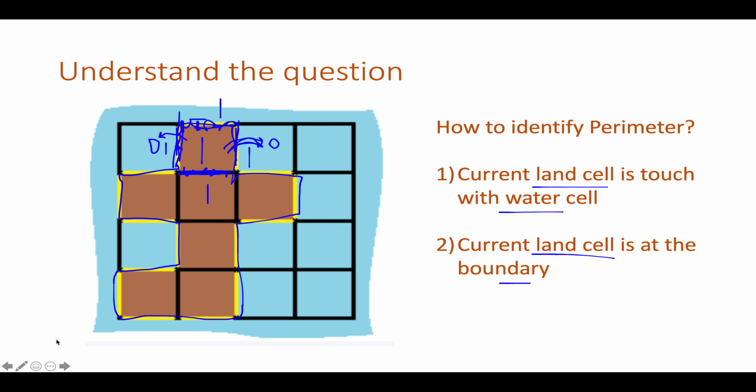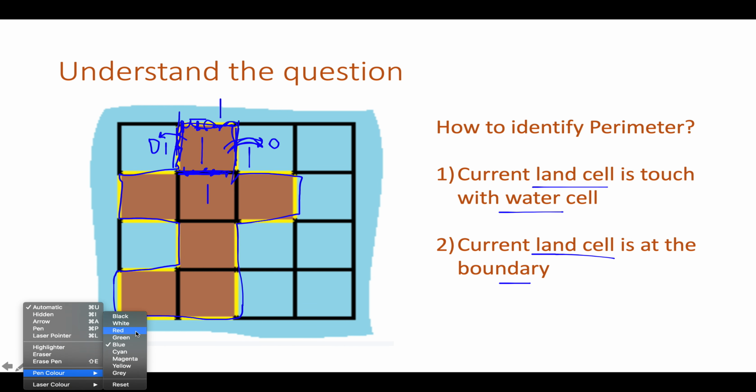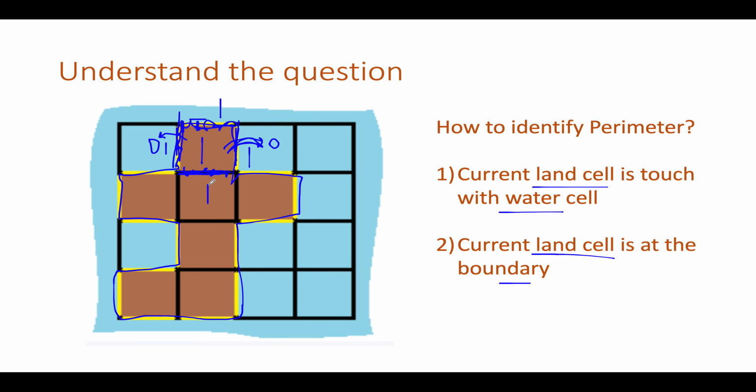You can iterate through one more case. Let me just change the color of pen. For example, we have this particular cell into consideration, and we check across its neighbors, top, right, bottom, left. Do we see any water cell? No water cell exists. That means this particular cell, all the 4 edges on this particular cell will not contribute to the perimeter of the island.